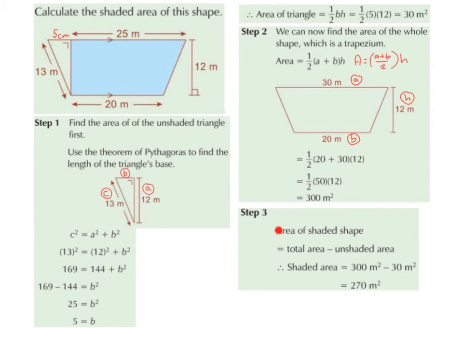So the area of the shaded shape is going to be the area of the outer shape, which is the trapezium, which is 300 meters squared, minus the area of the smaller triangle, which is 30 meters squared, and 300 take away 30 leaves us with 270 meters squared. So the blue part is 270 meters squared.